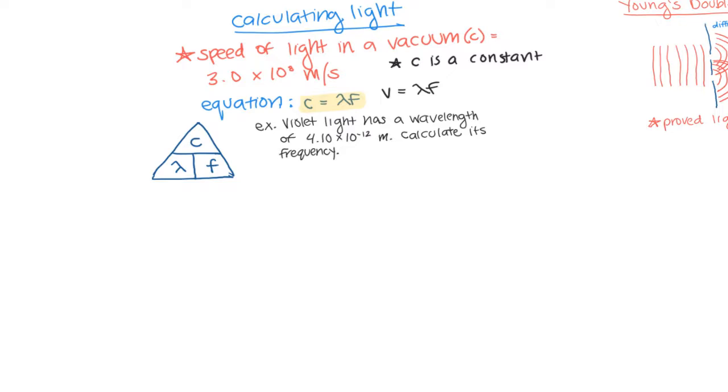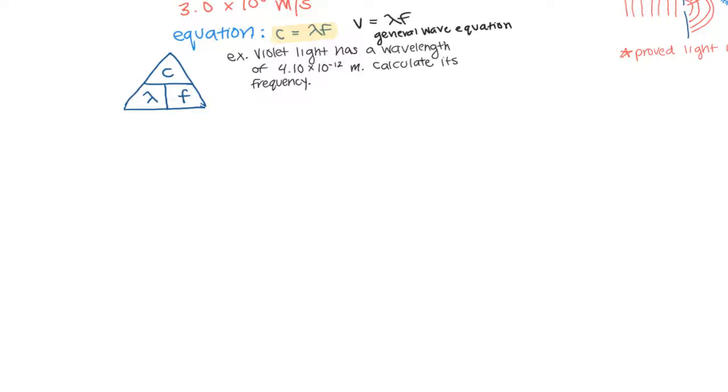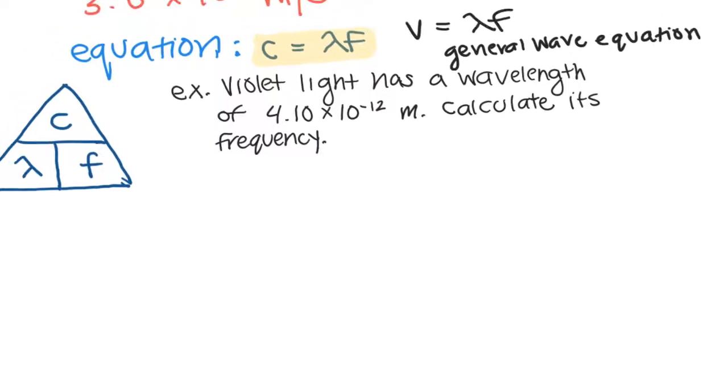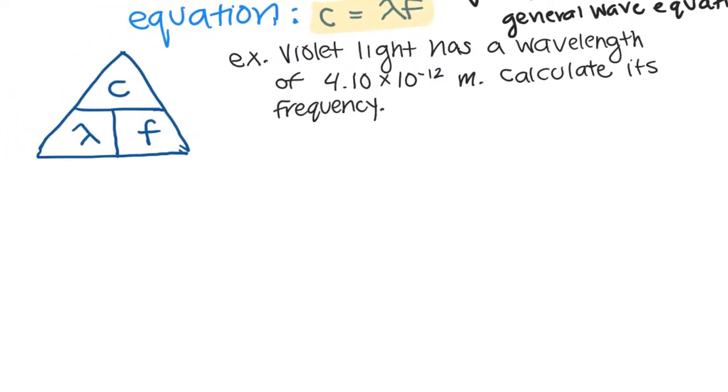So this is our general wave equation, V equals lambda F. This highlighted equation is our equation for light in particular. Thankfully it is still a 3-variable equation, so we can actually use our triangle trick for calculating various aspects of light. We're going to go through a quick example right now of using this triangle trick.